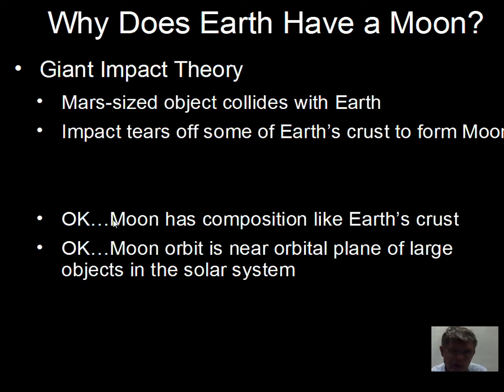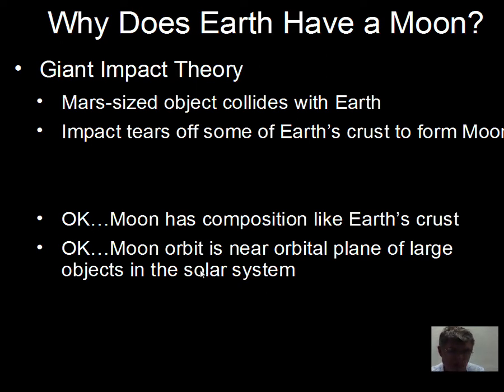Now our data agrees with our predictions of the theory. If the material that makes the Moon is being thrown out from the Earth's crust by this impact, then the composition of the Moon should be like the Earth's crust, and it is. The Moon's orbit is in the orbital plane of large objects in the solar system. It's on the ecliptic. The 8 planets orbit the Sun near this plane, called the ecliptic plane.